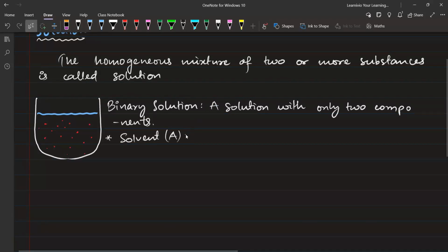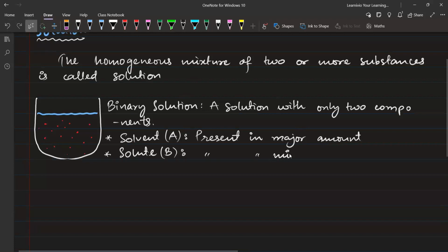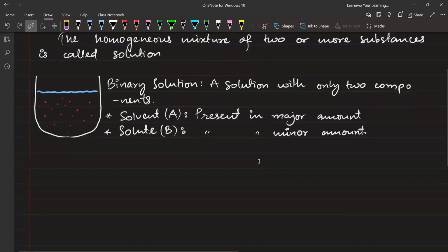A solvent. I will denote solvent as A. Solvent is generally present in major amount. Major amount means in larger amount. Then we have one solute represented as B. This is present in minor amount, minor means small amount. In small amount, the solute will be present. Now, I hope you're writing with me. You're writing with me, Shifa? Completed, sir. Okay, thanks. Very good.